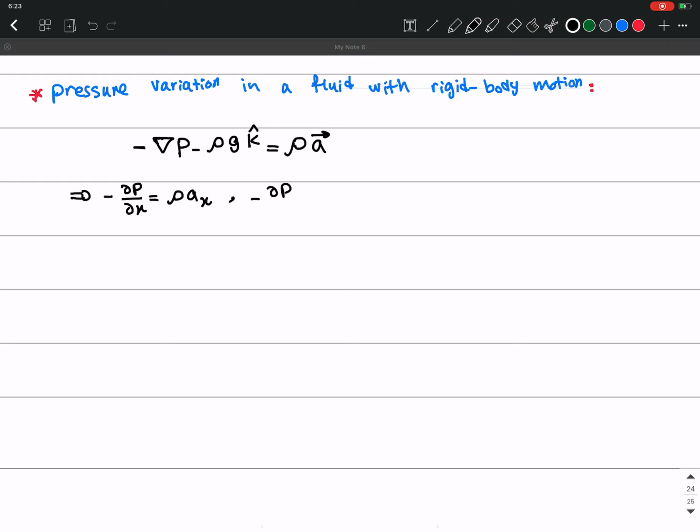Then partial P over partial Y, this is just the differentiation of P with respect to the y coordinate, is going to be rho a_y. And partial P over partial Z, the differential of pressure with respect to z, is going to equal rho a_z, and we also have this component which is in the k direction or z direction. So I'm just going to add it here, plus rho g. I just bring this to the right hand side and write it in the z direction, which is k.